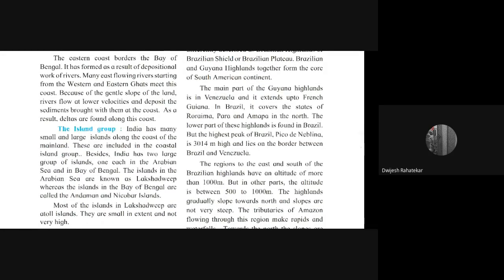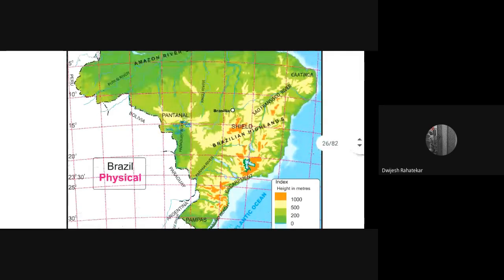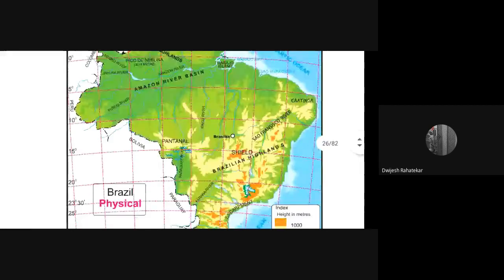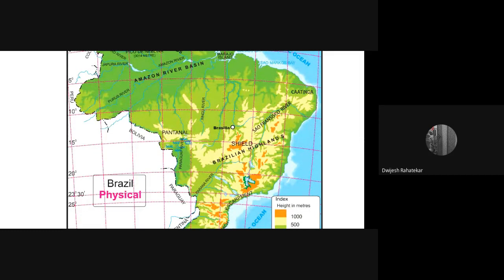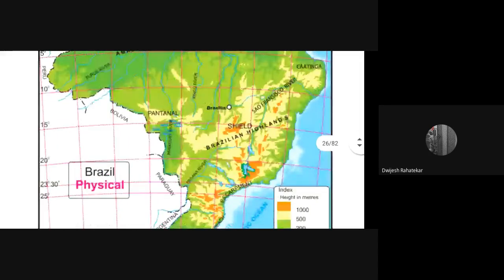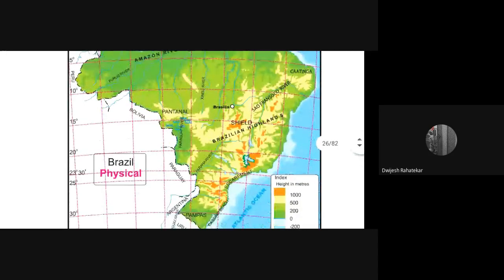The main part of the Guyana Highlands is in Venezuela and it extends to French Guiana. Okay, so where are the Guyana Highlands? We can see here, right here, Guyana Highlands. Guyana is a country over here, Suriname is a country here, French Guiana is also a country. So basically, from Venezuela the Guyana Highland starts, and to the south there is the Brazilian Highland. See here, Brazilian Highland or Brazilian Shield or Brazilian Plateau, it is a part of the highlands present in Brazil. So this forms the core of the South American continent.